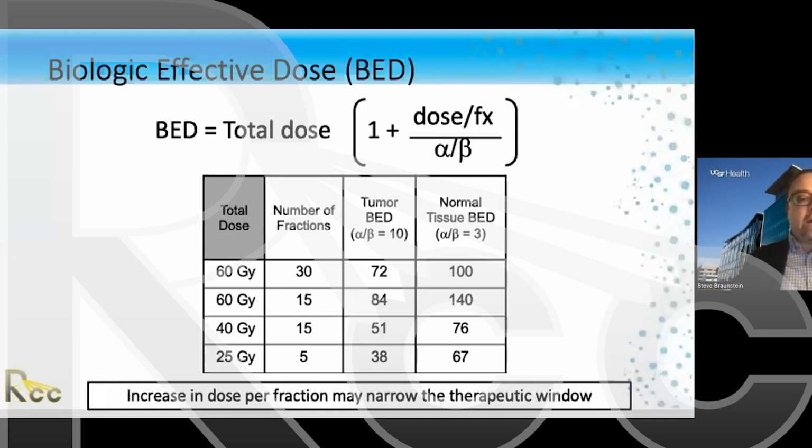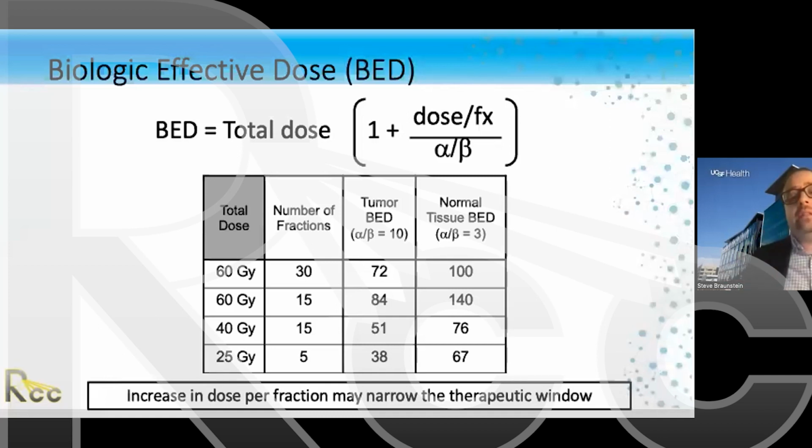And so if we look at the first line there, 60 gray is given in 30 fractions, that may bestow a tumor BED of about 72 gray. But if you look at normal tissue, because normal tissue with a lower alpha/beta may be more sensitive, it can actually be a more profound effect on normal tissue.